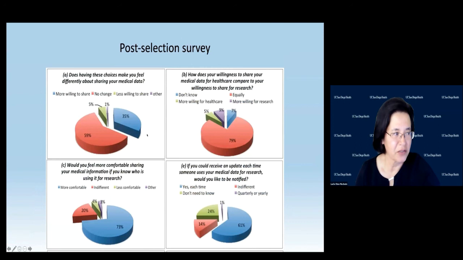Furthermore, 59% are equally willing, and 35% more willing to share the data if they have that visibility. And if you know who is using it, that was a big item, 73% are more comfortable if they know who is using that for what. They're equally willing for healthcare and for research, with some 7% not knowing, 9% more willing for research than for healthcare, and 5% the reverse. Interestingly, they wanted to know each time, 61% each time the data were used, they would like to be notified.